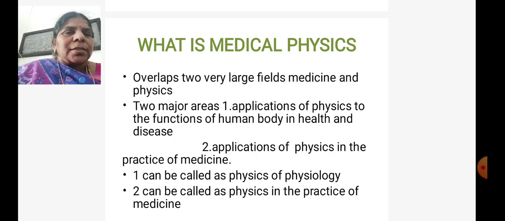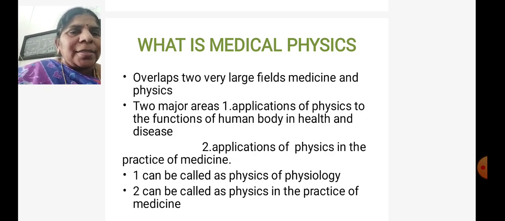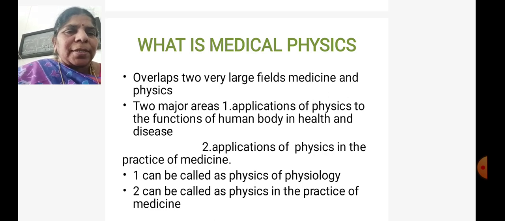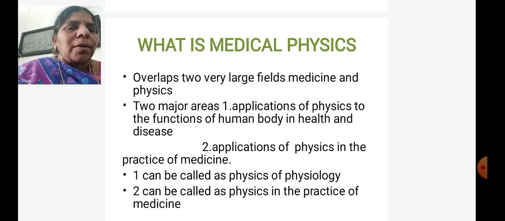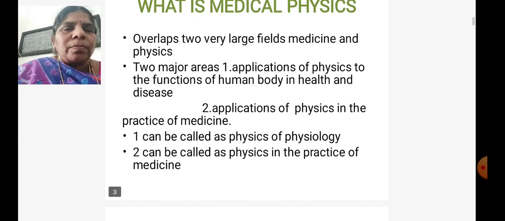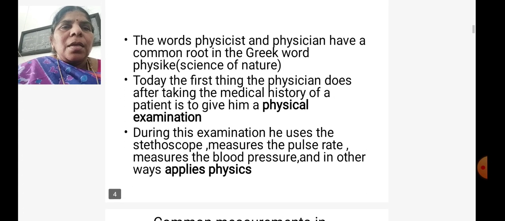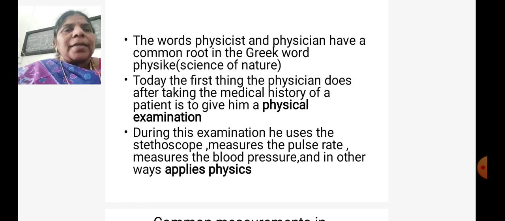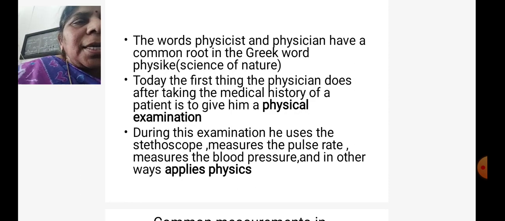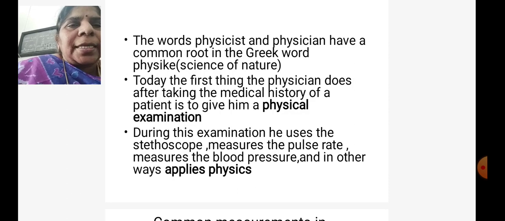Number one is the application of physics to the functions of the human body in health and disease. And the second one is the application of physics to the practice of medicine. So the first one can be called physics of physiology, and the second one can be called physics in the practice of medicine. The words physicist and physician have a common root in the Greek word physiki, meaning science of nature.